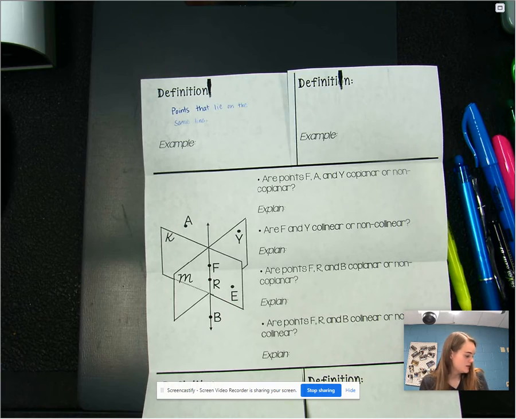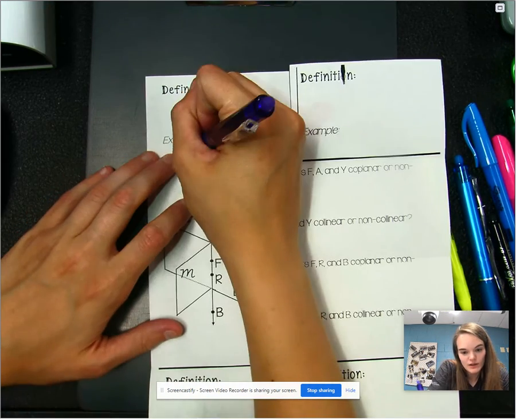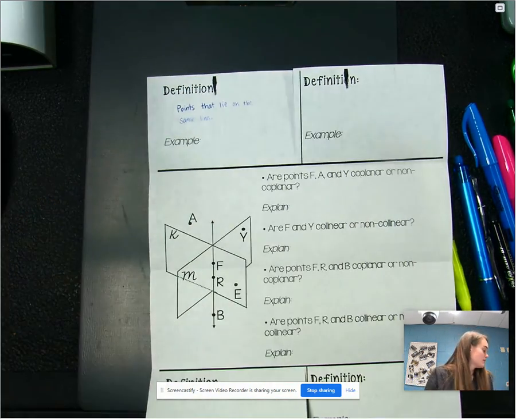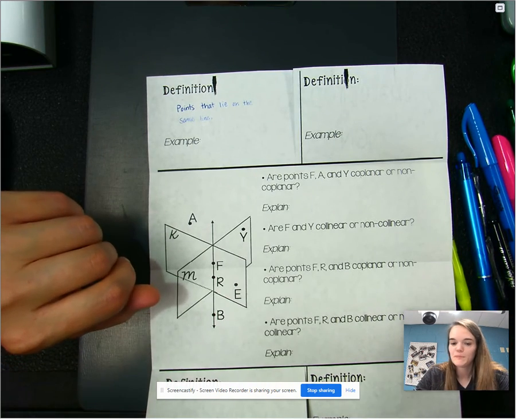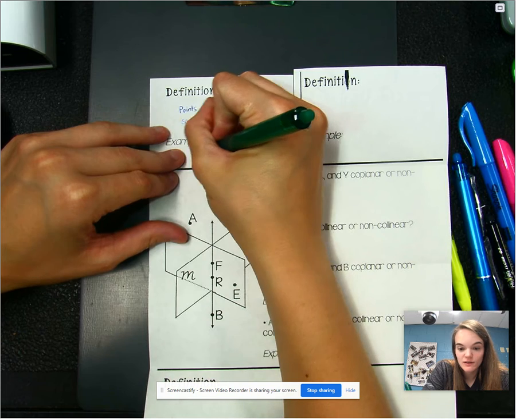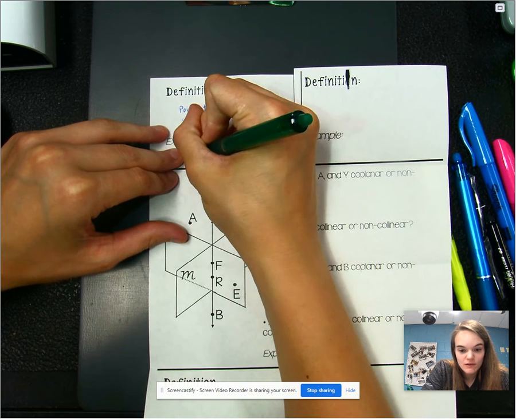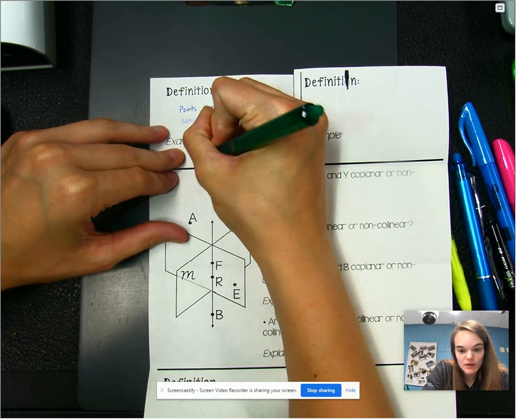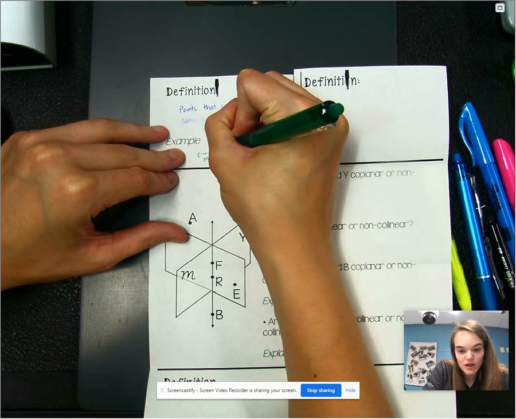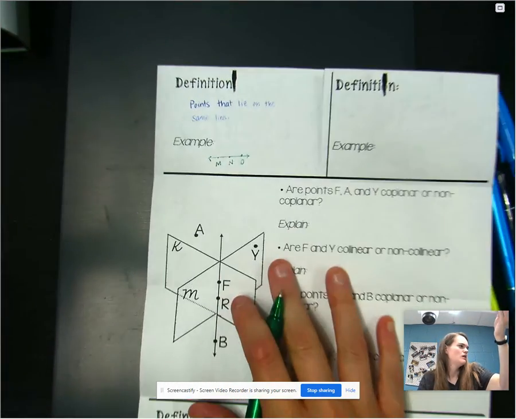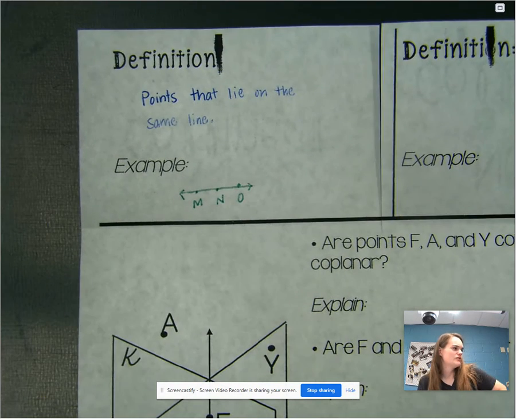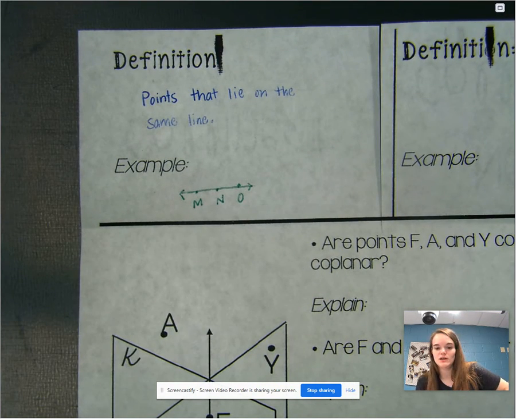Okay. An example of that. I've got a line here, and it's got points M, N, and O. These three points are collinear because they lie on the same line. Okay.